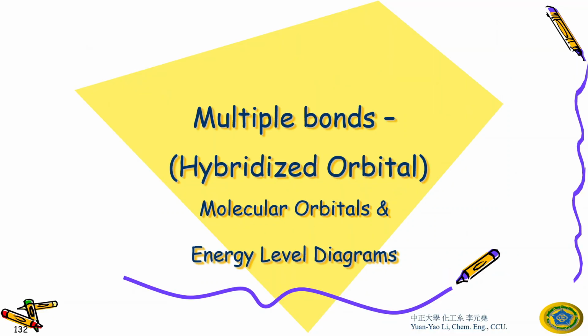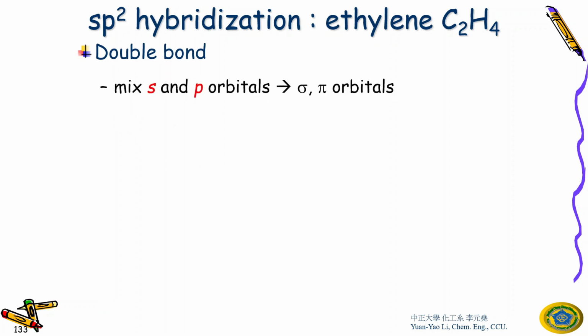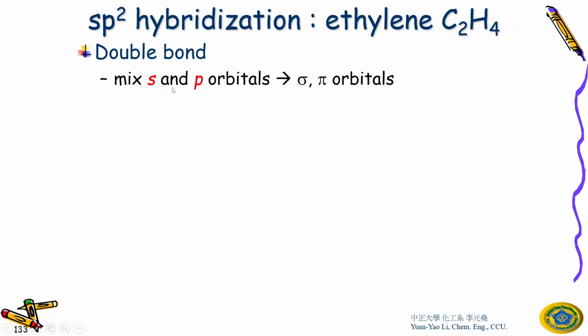The topic I'm going to talk about is, again, multiple bonds, but this type of multiple bond is hybridized. Do you remember hybridization? We already studied sp3 hybridization, but how about sp2? Have you heard about sp2 hybridization? This is a double bond. It mixes the s orbital and p orbitals, and they become hybridized.